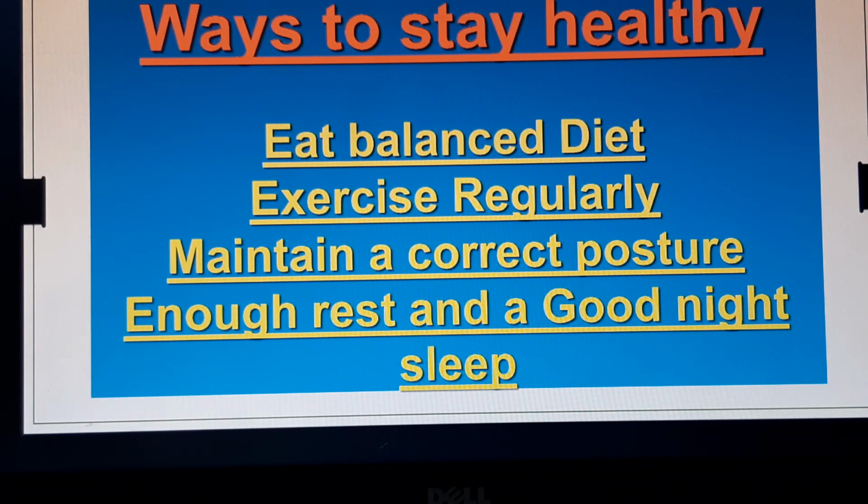Second important way is to exercise regularly. It is very important to exercise regularly to make our muscles flexible and strong. Third important point is to maintain a correct posture, because if you are not maintaining a correct posture, then it can lead to back pain or spine pain. Last but not least, take enough rest and a good night's sleep. For adults, around 6 to 8 hours of sleep is recommended, and for kids, around 9 to 10 hours of sleep is required. So kids, my advice is to avoid late night screens altogether.